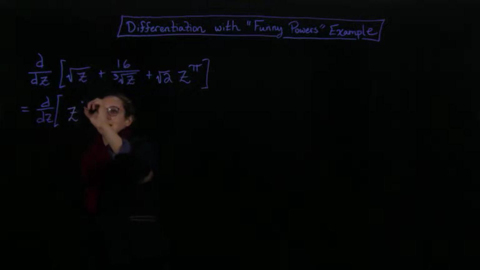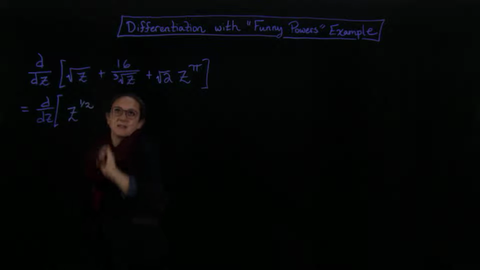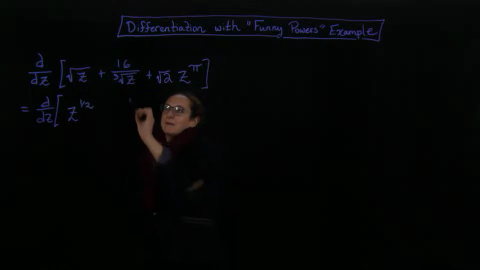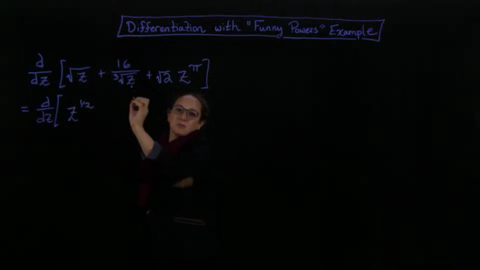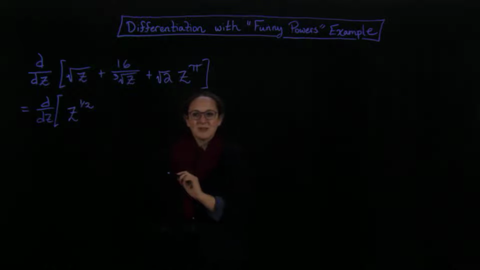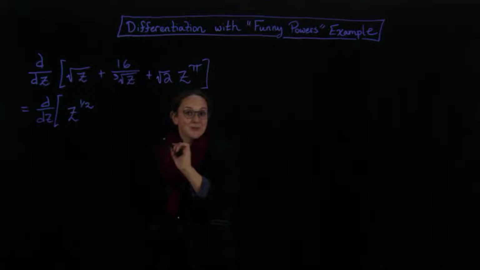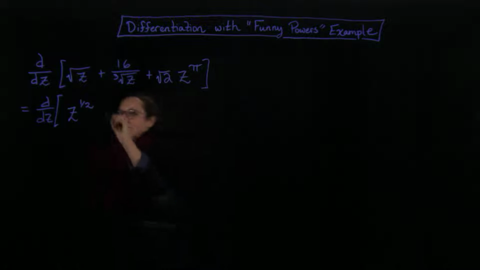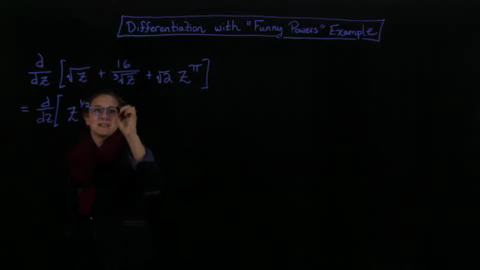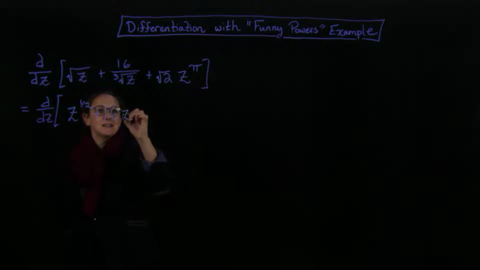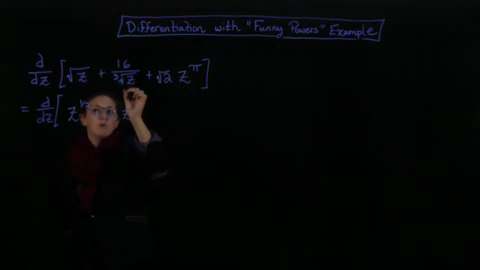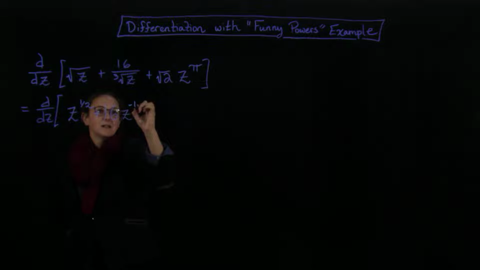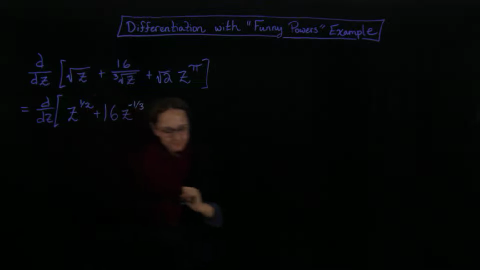So I'm going to take z. This is to the 1/2 power when we take the square root. This one is a double doozy, because on the bottom I've got the cube root of z. So that should be z to the 1/3, but it's on the bottom, so it becomes z to the minus 1/3. So I have plus 16 z to the, 1/3 from the cube root, minus 1/3 because it's on the bottom.